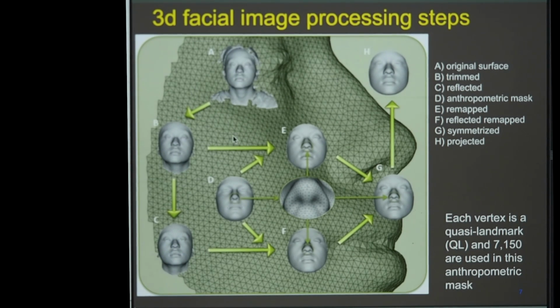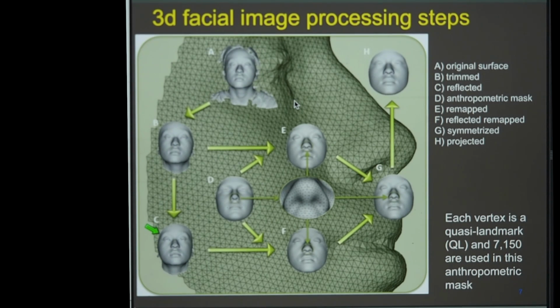You probably can't see my mouse, right? The cursor. But face A there is the original. Okay, there we go. A is the original face. B is that face just trimmed. We got rid of the extraneous parts. C is the reflection. So to reflect a face, you just have to multiply the x-axis by -1. So you're just flipping around one of the three axes that define an object in three-dimensional space.